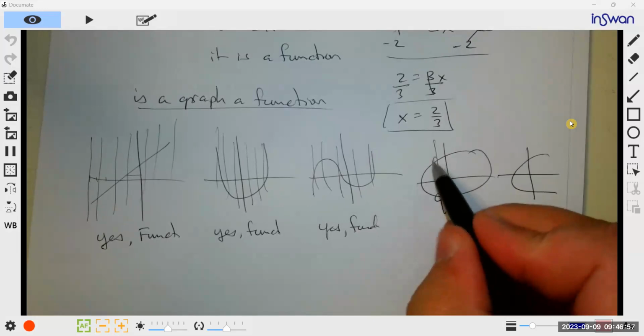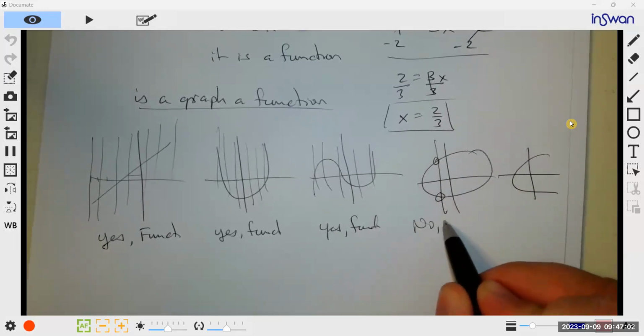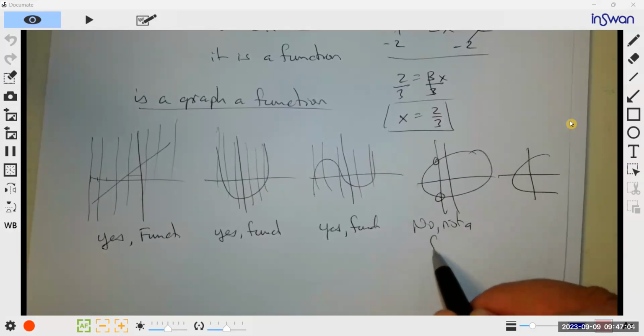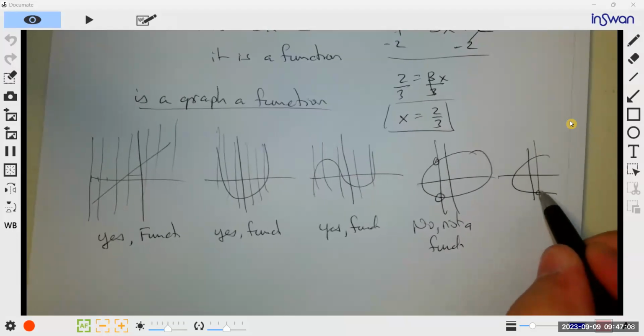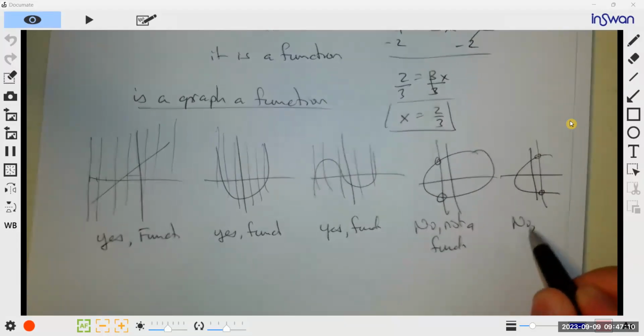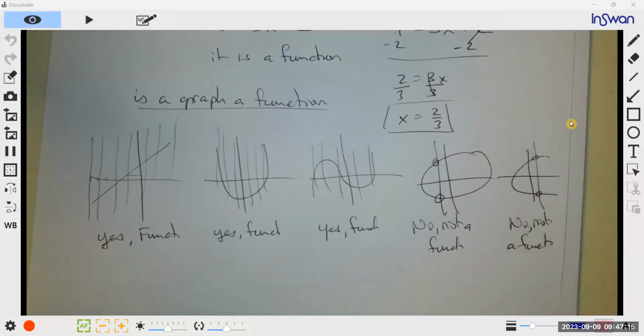Uh-oh. There's a vertical line. We hit it twice. No, not a function. Same thing here. No, not a function.